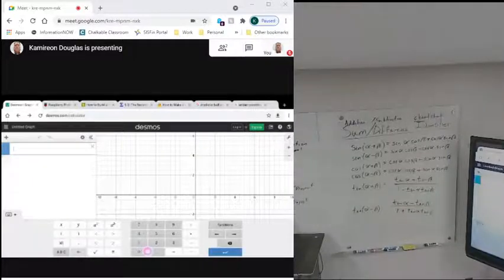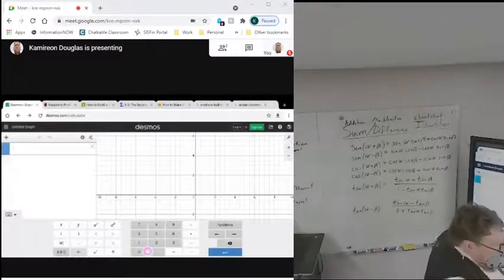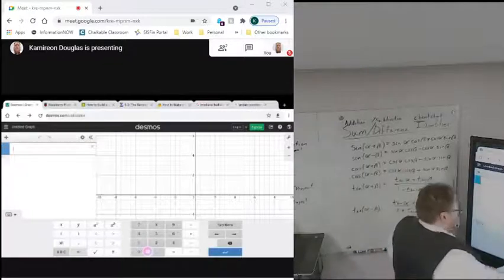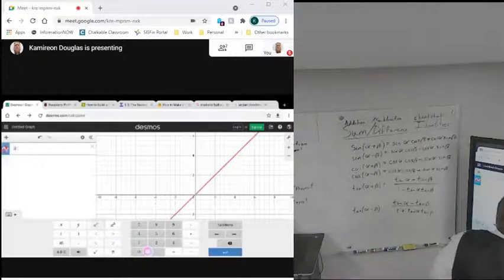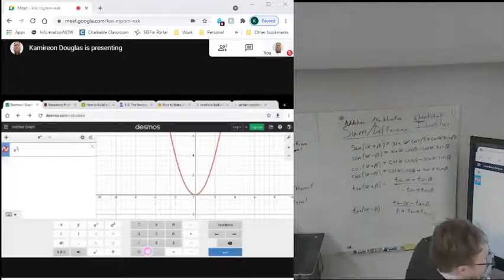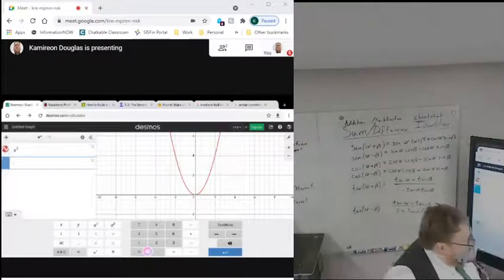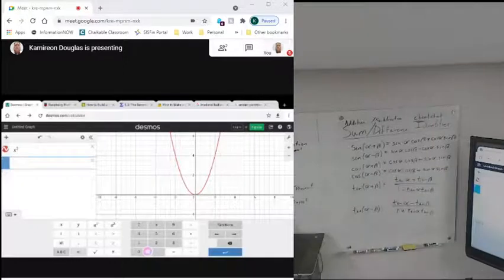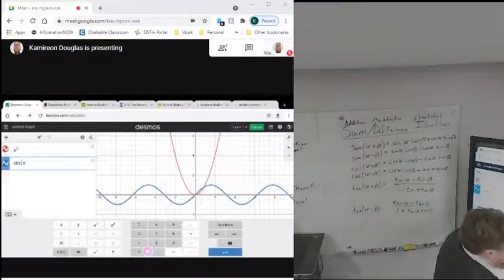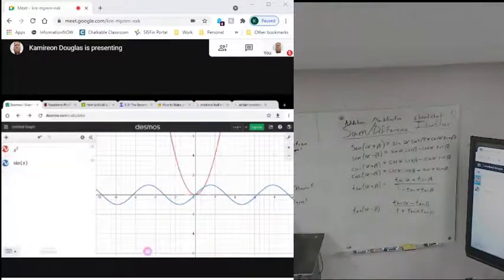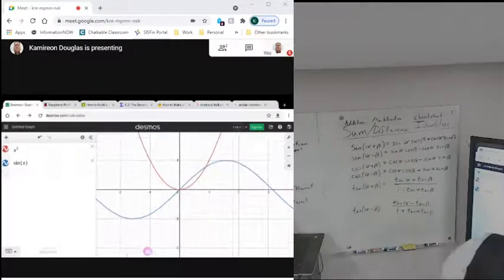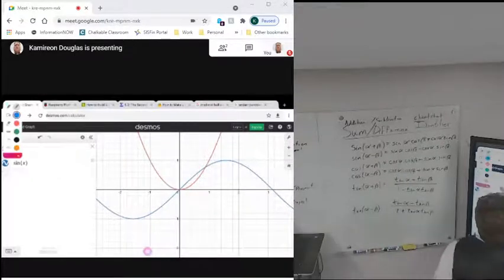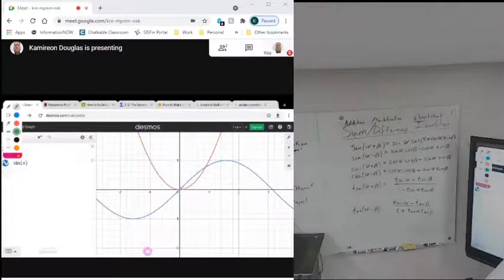So what we're going to do is determine the area between two functions. In this case, the first function is going to be just a basic function, x squared. The second function is going to be sine of x. As you can see, there is a distinct area set up in between these two. This area is the one we are going to find. Right there.